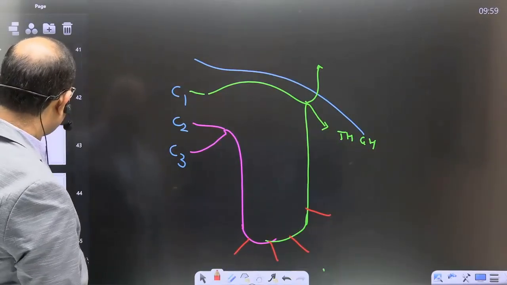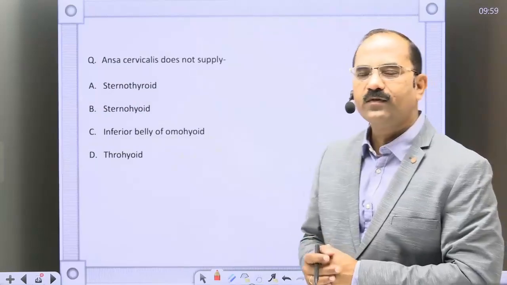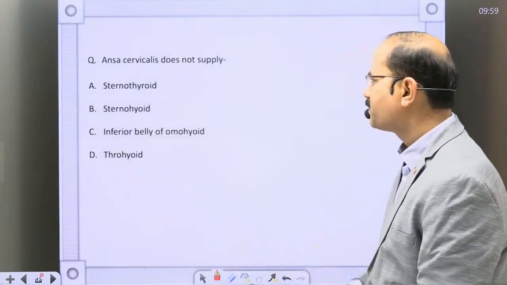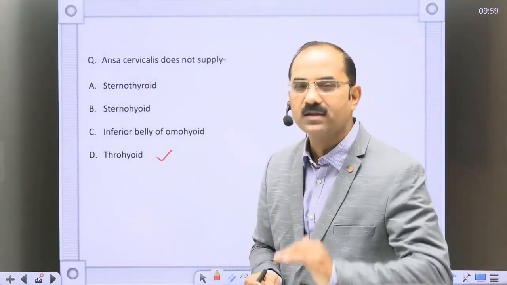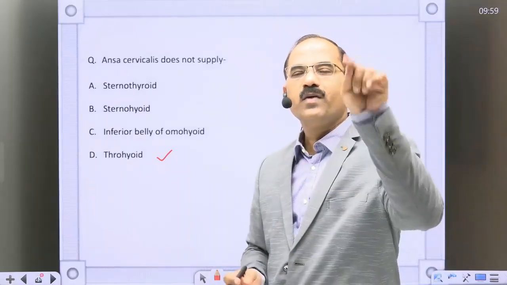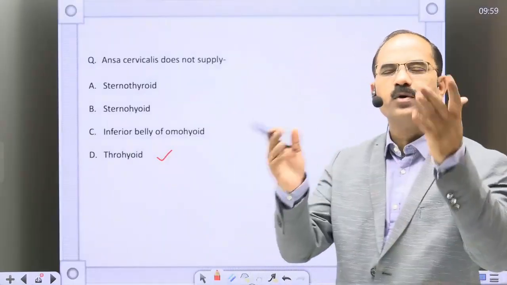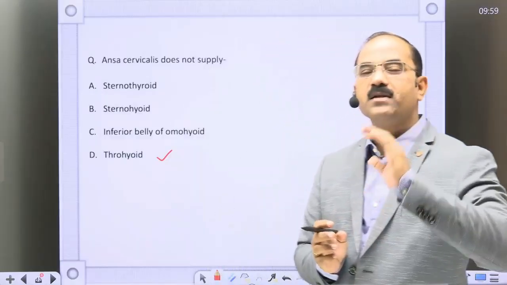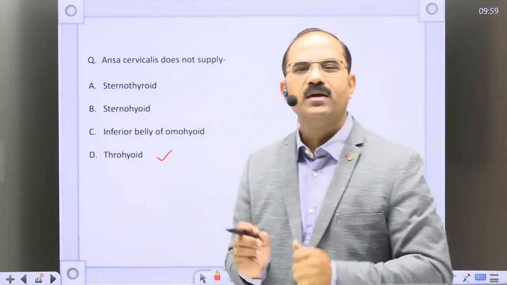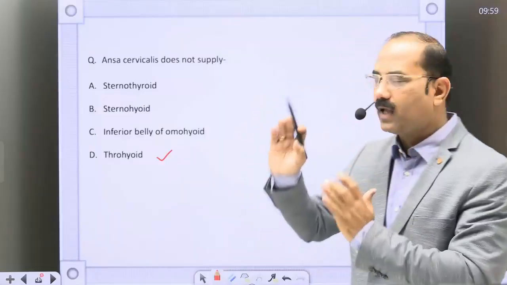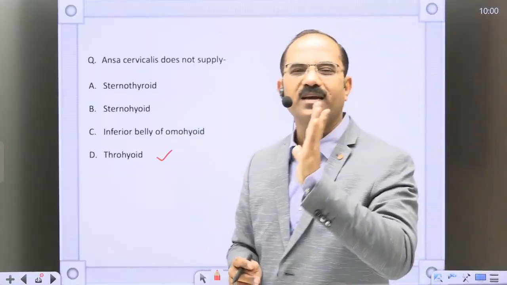So what is the ansa not supply? Answer this. That's a very, very important MCQ for you students. Ansa cervicalis does not supply. Your answer? Thyrohyoid. The thyrohyoid is supplied not by ansa cervicalis, but it is supplied by the fibers of C1, through the hypoglossal nerve. So fibers of C1 supplies two muscles. One is thyrohyoid and the second one is geniohyoid. Clear, students, about the muscular triangle and the ansa cervicalis? That's a very, very important topic, the ansa cervicalis.